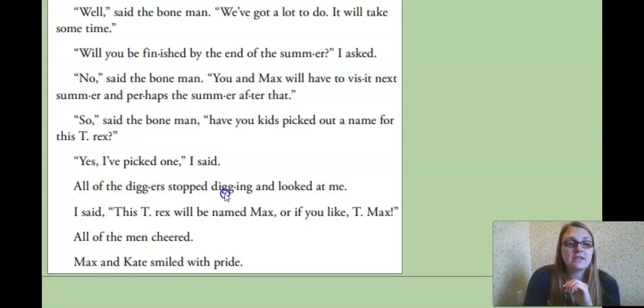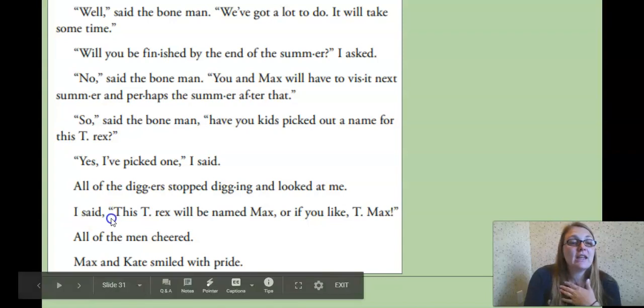All of the diggers stopped digging and looked at me. I said, this T-Rex will be named Max, or if you like, T-Max. All of the men cheered. Max and Kate smiled with pride.